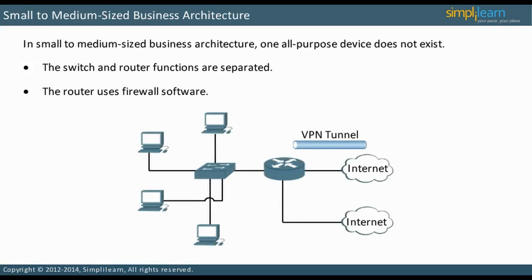Note that in the figure on the slide, there are two connections to the Internet. One through a tunnel and one straight to the Internet. This does not mean that there must be two physical connections to the Internet. This separation can be implemented with software. Let us continue our discussion on small to medium-sized business architecture.